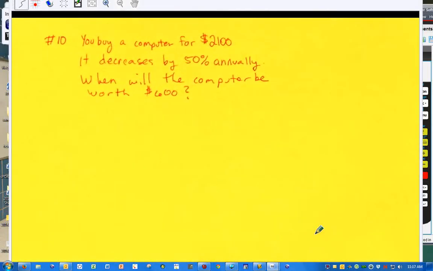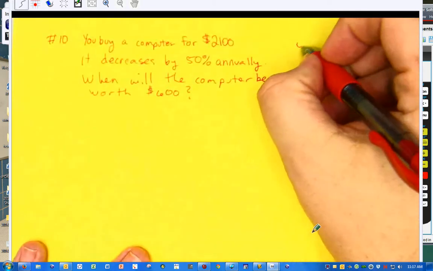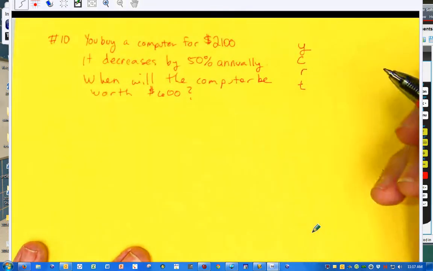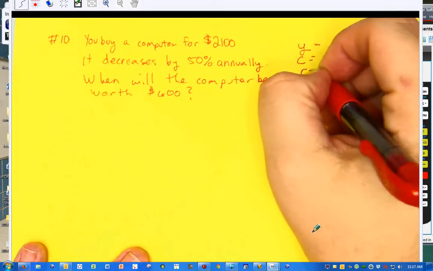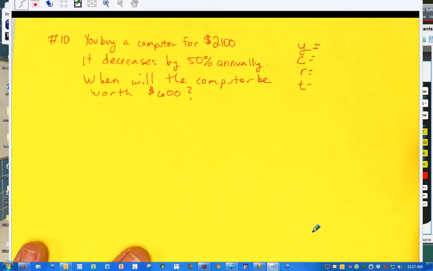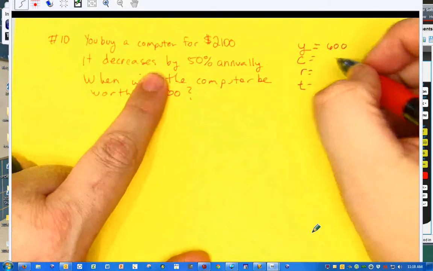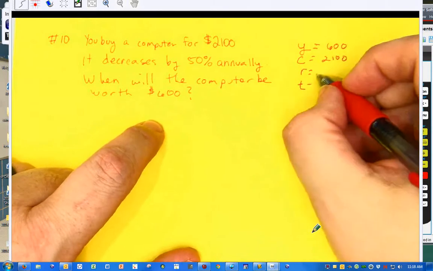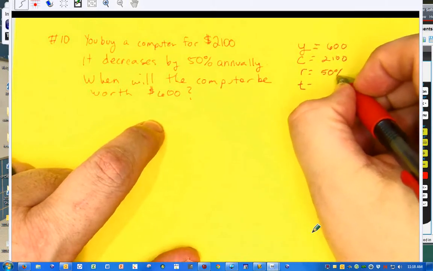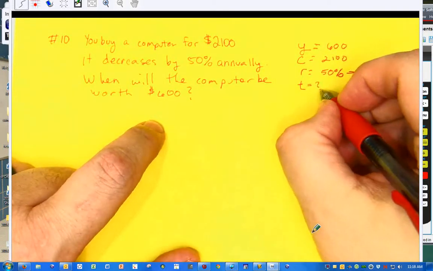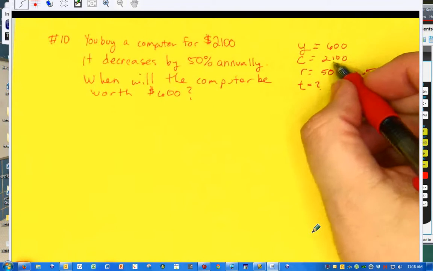Alright, so in this problem, we're running into a different type of problem. If we do our y, our c, our r, and our t, we actually know y. We know the future value here. The future is $600, so we know that's 600. We know the initial value is 2,100. We know the rate is 50%, which is 0.5, but we don't know the time.